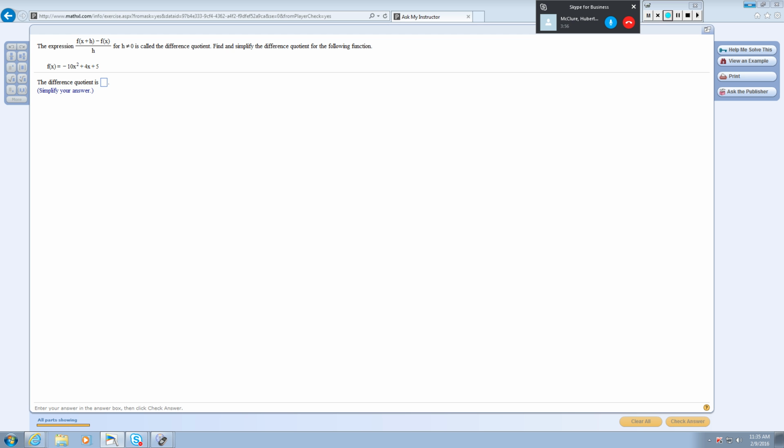And that's going to give you negative 10 and then x squared plus 2xh plus h squared, which is shortcut number 1, plus 4x plus 4h plus 5. And then minus, that'd be a plus 10x minus 4x minus 5 all over h.